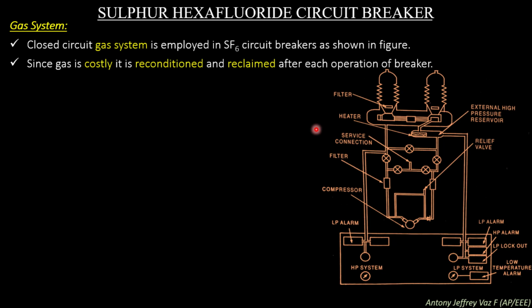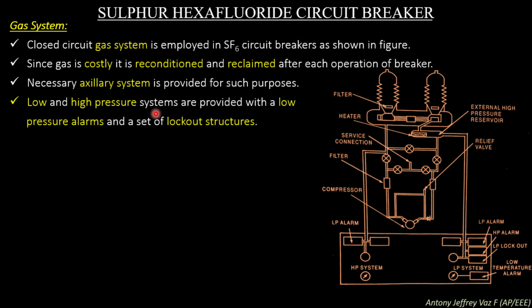Since the gas is costly, it is recommended that it be reclaimed. It is reconditioned and reclaimed after each operation of the breaker. Necessary auxiliary systems are provided for such purposes. The low and high pressure systems are provided with a low pressure alarm and a set of lockout structures.